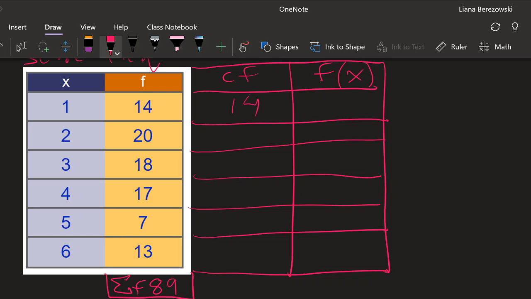If we go to the next row, my frequency for my next score is 20, and I want to add that to my last cumulative frequency, so I'm going to have 20 plus 14, which will give me 34. Same thing for the next score. My next score is 3, and it had a frequency of 18. I'm just going to add that to my last cumulative frequency, so 34 plus 18. You can't see it on your screen, but I'm doing some quick addition over on the side here. 34 plus 18 is going to give me 52. So my cumulative frequency is going to be 52. I'll do the same thing for my next score. My next score is 4, and it has a frequency of 17.